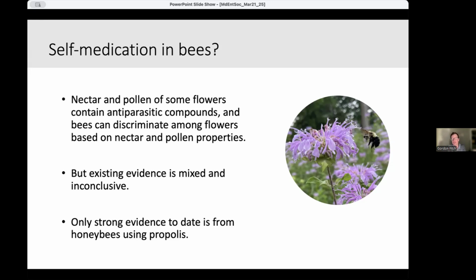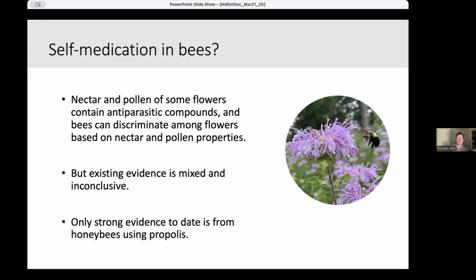I'd say the one asterisk to that is from honeybees, where there is fairly strong evidence that their use of propolis to seal the hive structure is influenced by disease, and so they'll use particular plants to create that propolis in the presence of parasites, which helps with parasitism. But that's kind of a different kind. That's not really them feeding, and that is not this kind of individual self-medication. It's more of a colony-based situation.